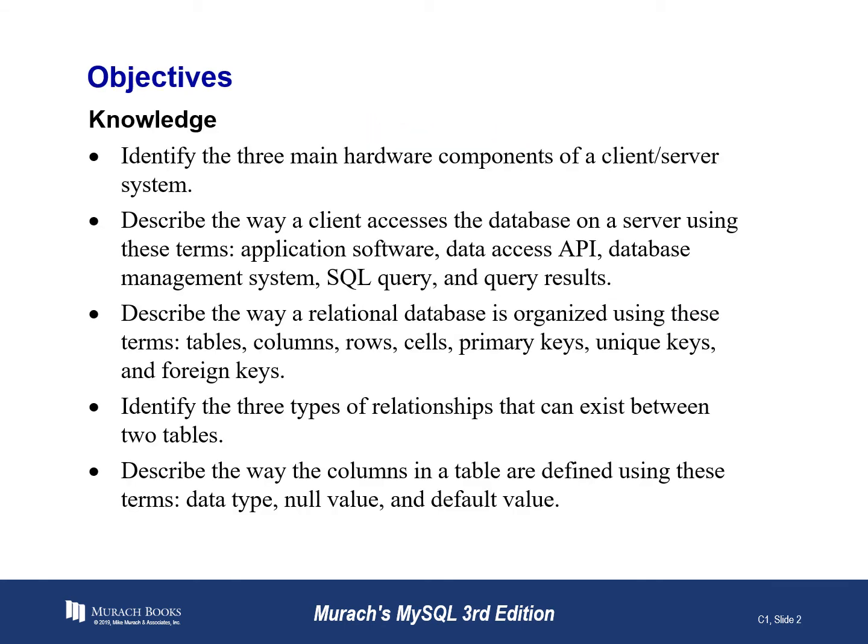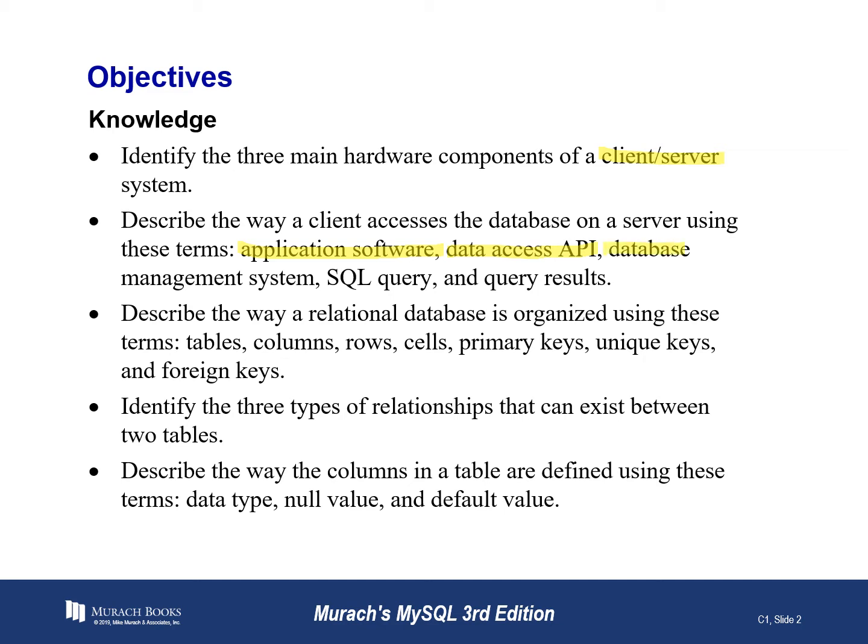Let's go over some of the objectives of this chapter. Identify the three main hardware components of a client-server system. So the three main components are clients, servers, and then there's also the network. So that's the third component. Next, we'll describe the way a client accesses the database on a server using these terms: application software, data access, API, data management, database management system, SQL query, and SQL results.